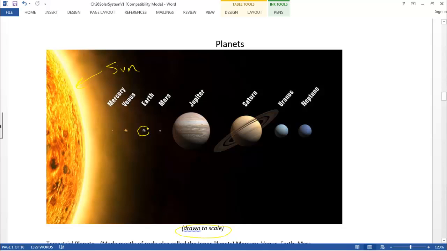The Earth is only about this size. So here's the size of the Earth. If you get 11 of them all lined up here, those stretch across to Jupiter. Yeah, Mercury's pretty darn small.